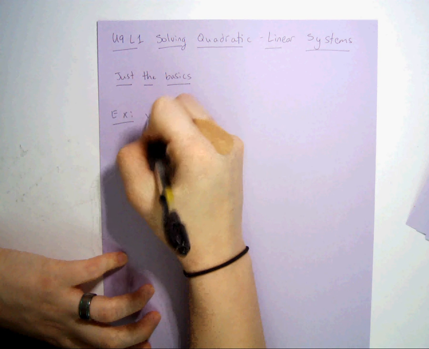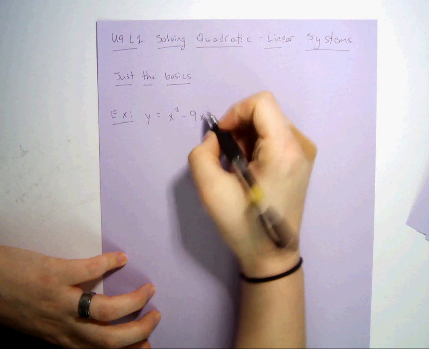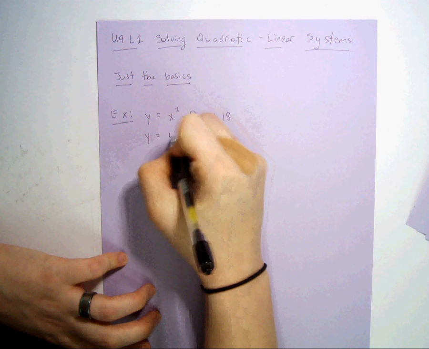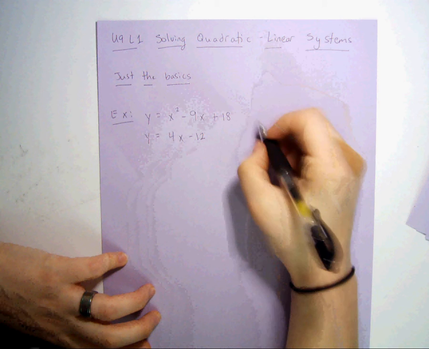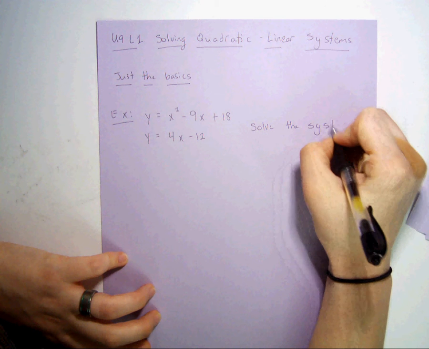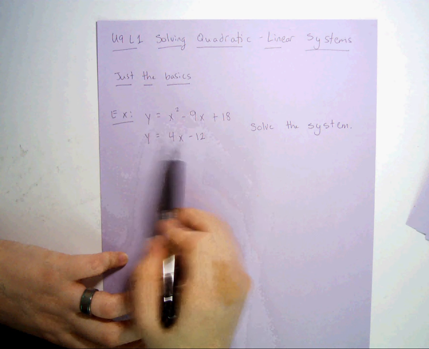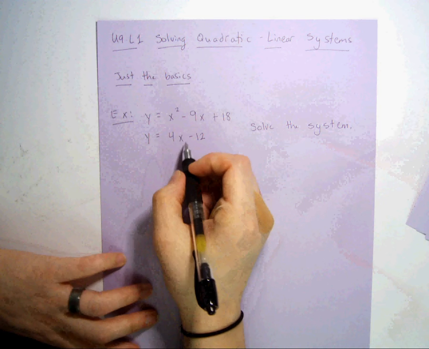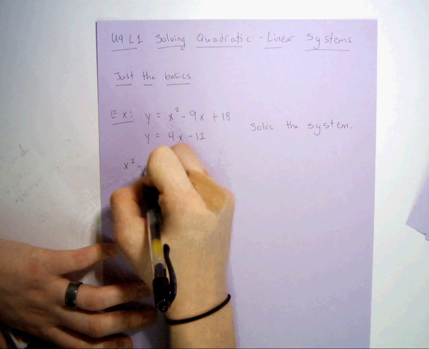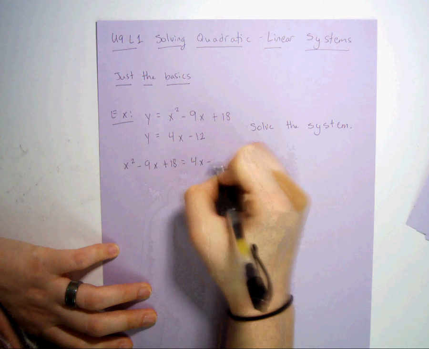So I have y equals x squared minus 9x plus 18, and I have y equals 4x minus 12, and I want to solve the system. If you notice, they're both set equal to y, so that means they equal the same thing, so they are equal to each other. So I can just set them equal to each other. I get x squared minus 9x plus 18 is equal to 4x minus 12.